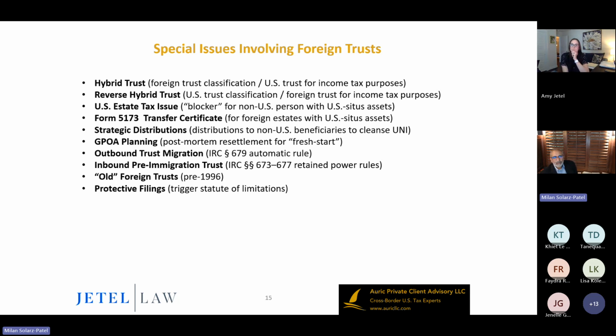The GPOA planning is a way to resettle. It's a little complicated, so we can't get into it. I only have a minute. Just be aware, it's one of the tools that you can use.